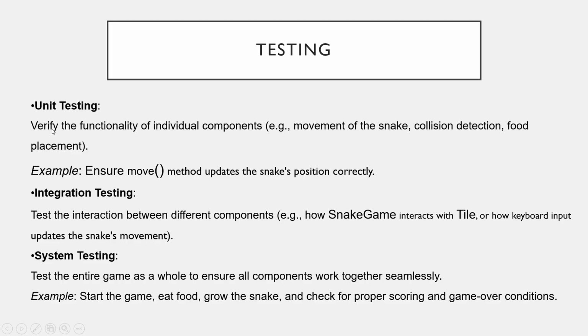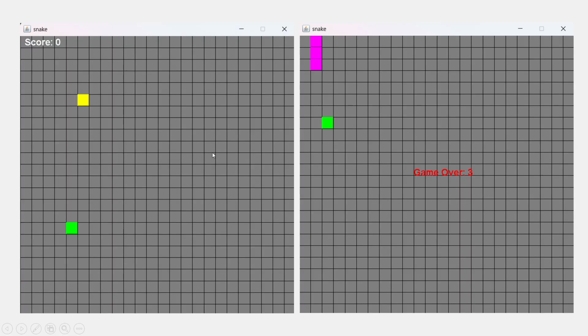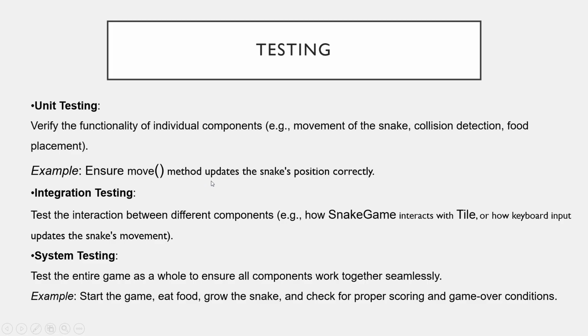In unit testing, I verified the functionality of individual components: movement of the snake, collision detection, and food placement. Movement of the snake is the move method in the snake game class. Collision detection is the collision method in the snake game class, and food placement is the placeFood method in the snake game class. I ensured the move method updates the snake position correctly. I have verified it.